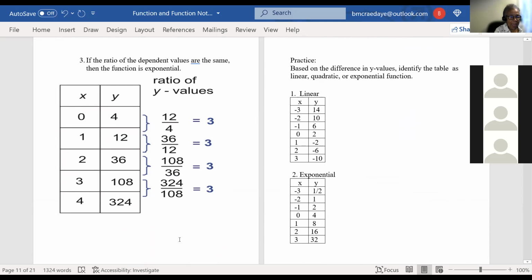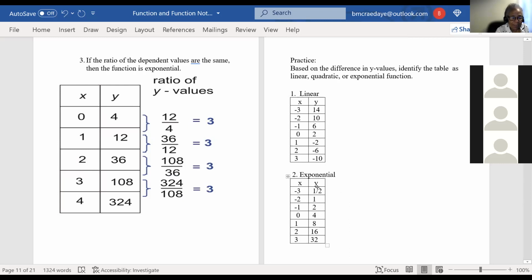Now, knowing that, look at this table. I put the answer there. I told you linear. The reason you know it's linear is because 14 minus 10 is 4. And 10 minus 6 is 4. 6 minus 2 is 4. 2 minus negative 2 is 4, that's 2 plus 2. Negative 2 minus negative 6 is negative 2 plus 6, which is 4. And negative 6 minus negative 10 is negative 6 plus 10, which is 4.